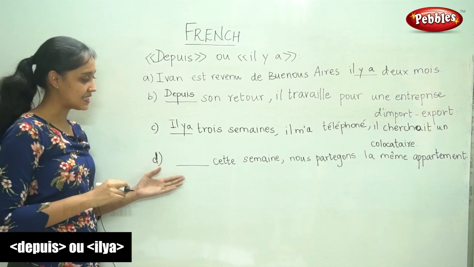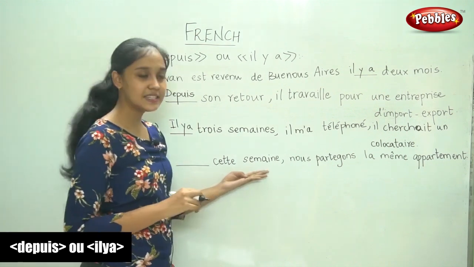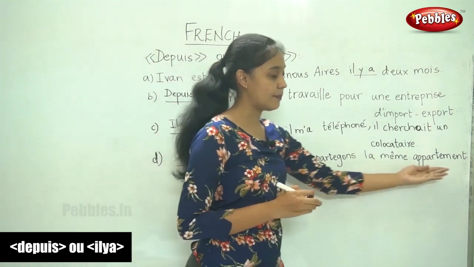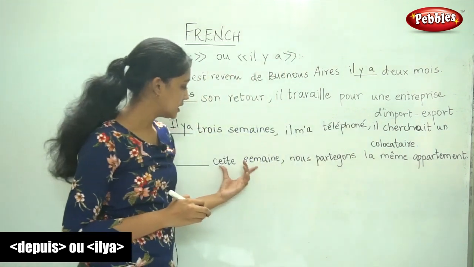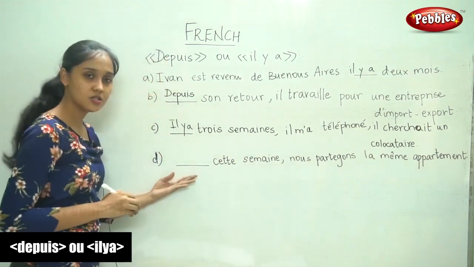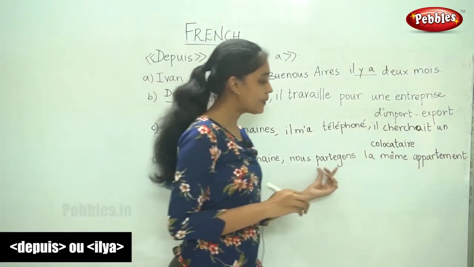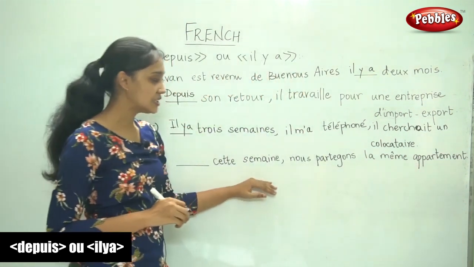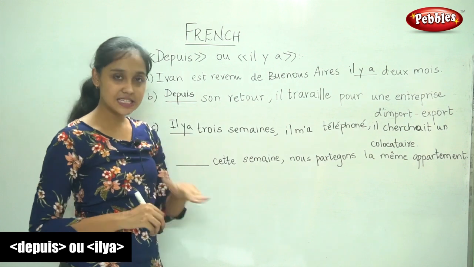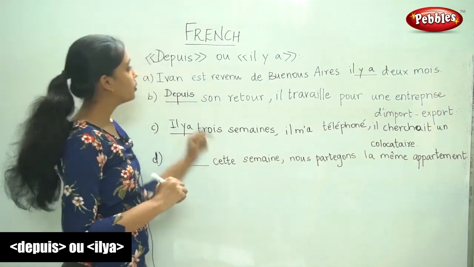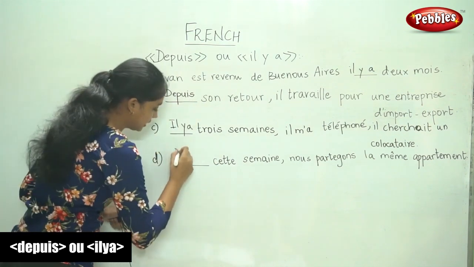Finally, the last sentence, dash cette semaine, nous partageons le même appartement. So, cette semaine, this week. So, since this week, nous partageons le même appartement. So, the action took place and is continuing even in the present. So, in this case, we will fill in the word depuis.